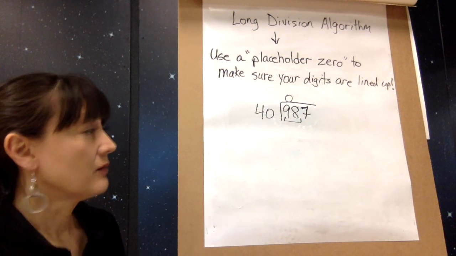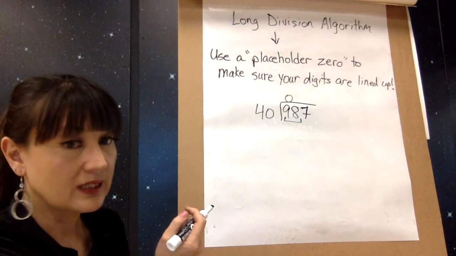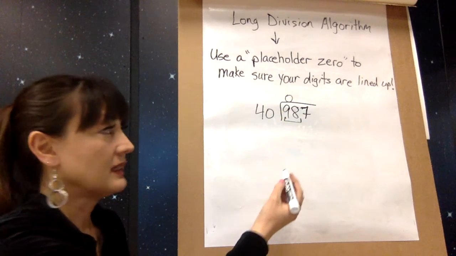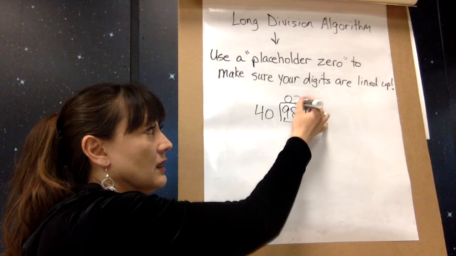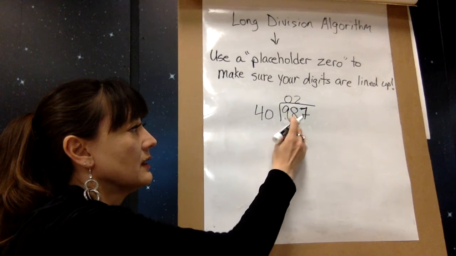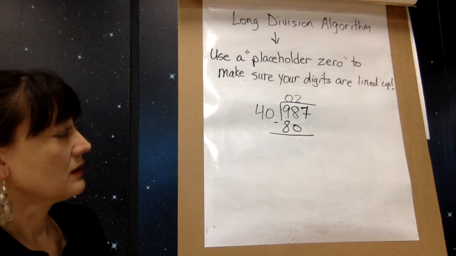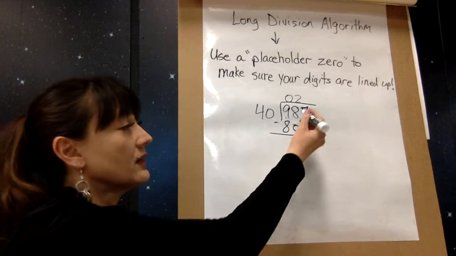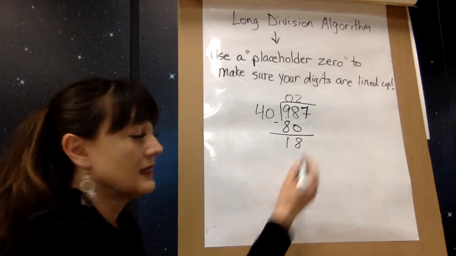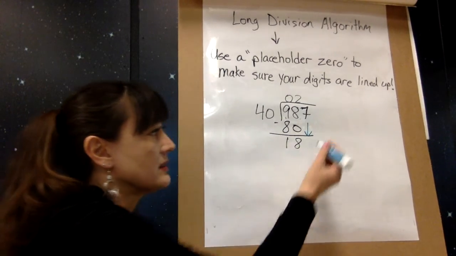Well, I know 40 is a nice easy number, and I know that 40 times 3 is 120, and so that's going to be too big. So I'm going to go ahead and place a 2 on the answer bar or the quotient bar here. And so 2 times 40 is 80. And I'll go ahead and follow my standard subtraction algorithm. So 8 minus 0 is 8, and 9 minus 8 is 1. Now, the second step with this repeated subtraction would be to bring down this 7.